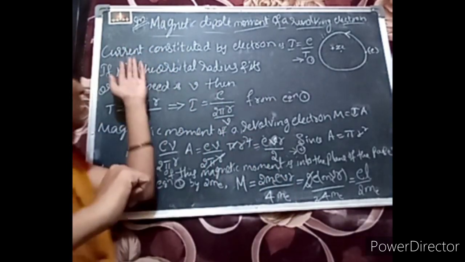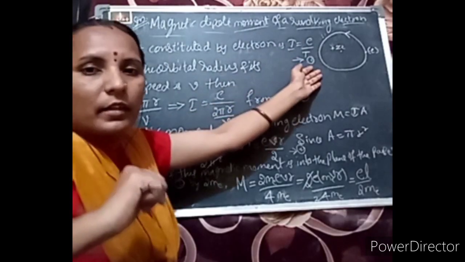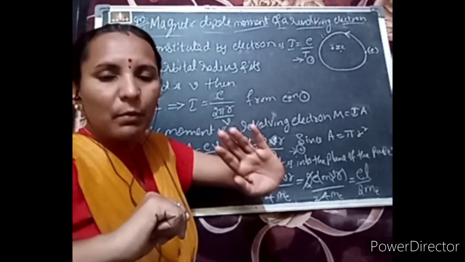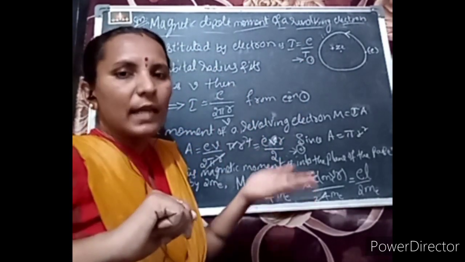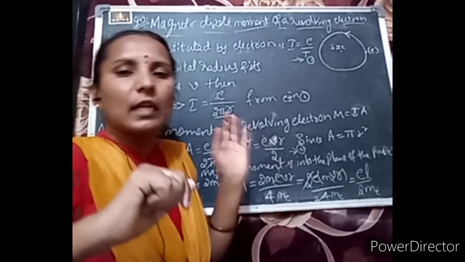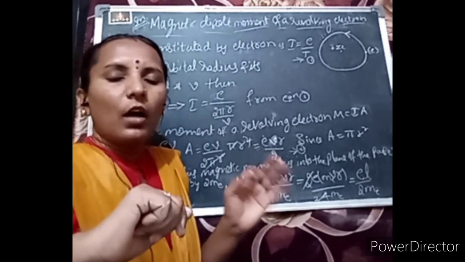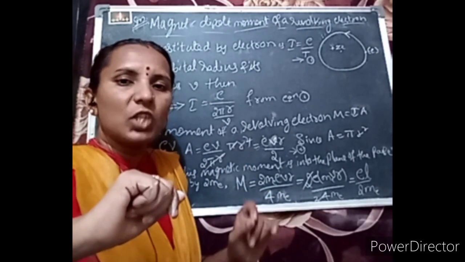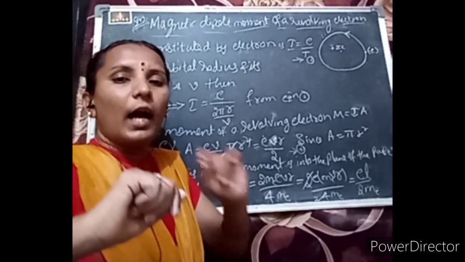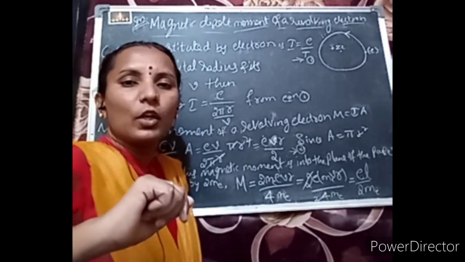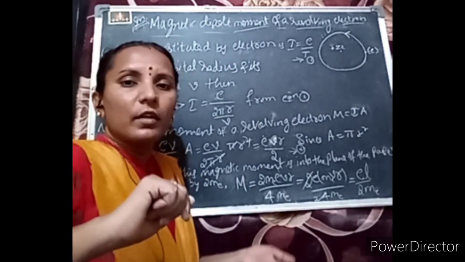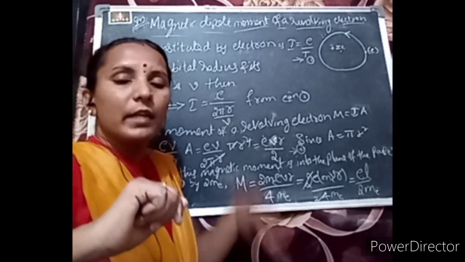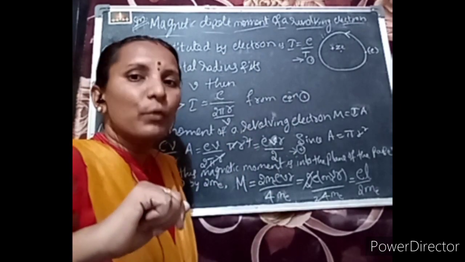So here comes the first thing. After drawing the diagram, you need to describe it in your own words. As I said just now, consider an atom in which plus Ze charge is present in the nucleus and the electron e is revolving in an anti-clockwise direction. The orbit radius is r. It is moving with a velocity v.